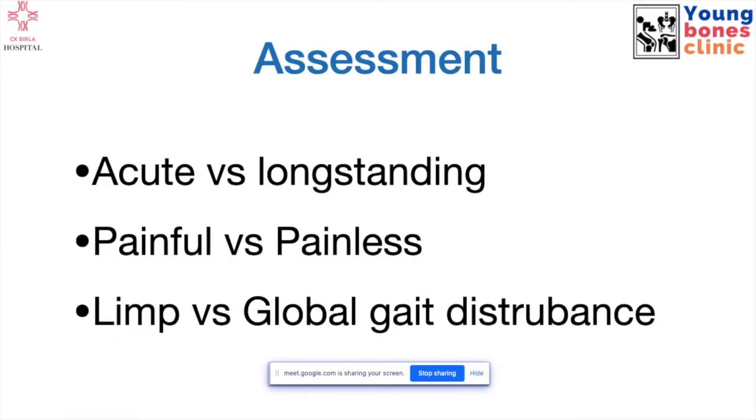So how to assess a child with a limp? First we should know whether it's an acute or chronic onset, whether it's long-standing, painful or painless, and whether it's an actual limp or a global growth disturbance. A cerebral palsy kid will have a global growth disturbance.